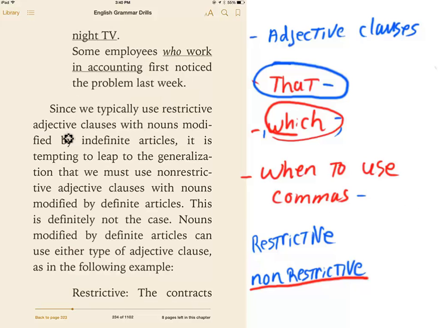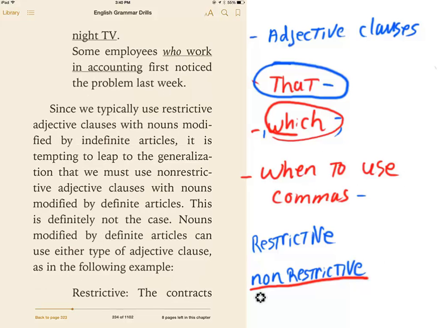Since we typically use restrictive adjective clauses with nouns modified by indefinite articles, it is tempting to leap to the generalization that we must use non-restrictive clauses with nouns modified by definite articles, but that's not true, okay? This is definitely not the case. Nouns modified by definite articles can use either type of clause. They can use either a restrictive or a non-restrictive. So we're going to look at those.